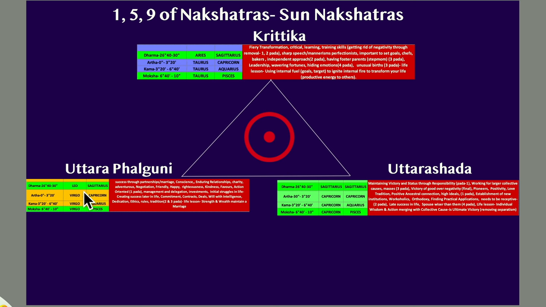Virgo, sixth house of debt, right? All the debts which are there is Virgo. All the daily grind is Virgo. Commitments, contracts, legal contracts, their work. Initial struggles in life, again Virgo, 6th house, later successful later on in life, okay, that could be a theme.